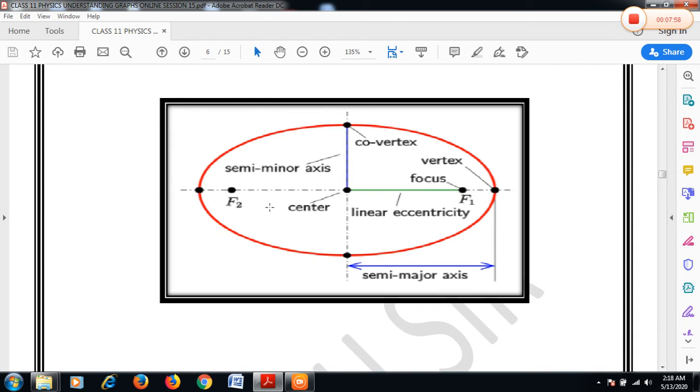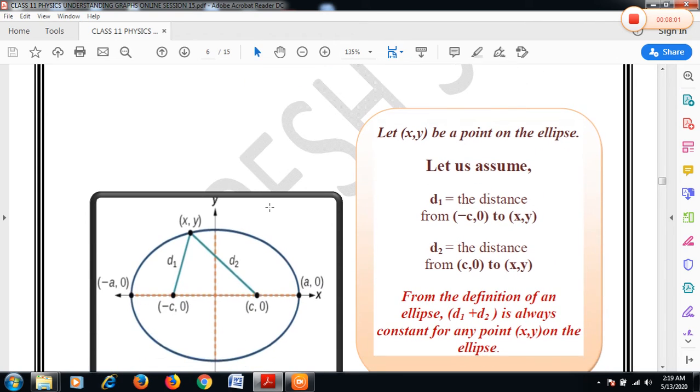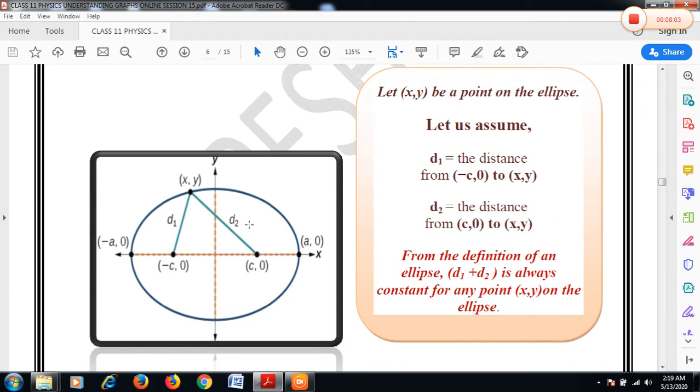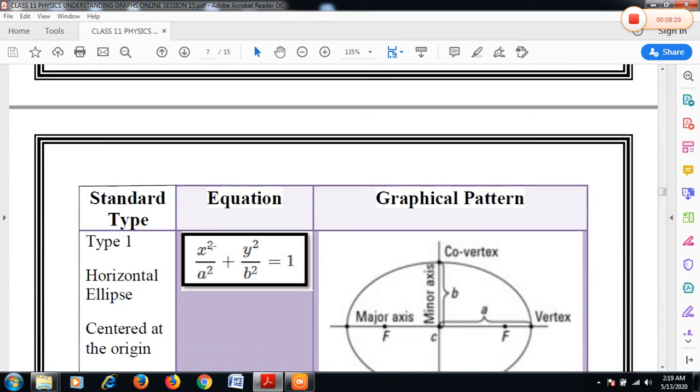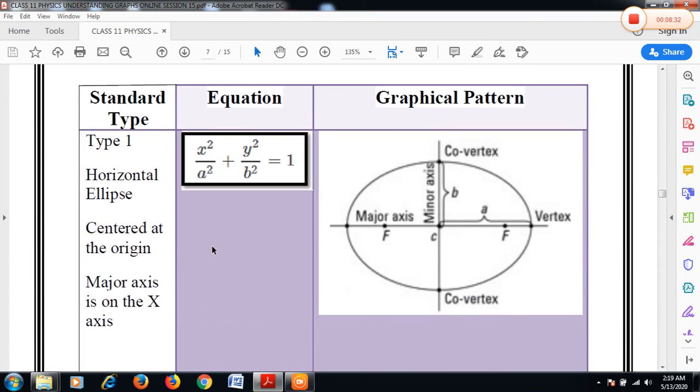Okay, so let us move forward to this image, where we let (x, y) be any point on the ellipse. Let us assume that d1 is the distance from (−c, 0) to (x, y), and d2 is the distance from (c, 0) to (x, y), which are the two foci, right? From the definition of an ellipse, d1 plus d2 will always be constant for each and every position of (x, y) on the curve of the ellipse, right? So let us move forward to the different standard types and corresponding equations and their graphical patterns.